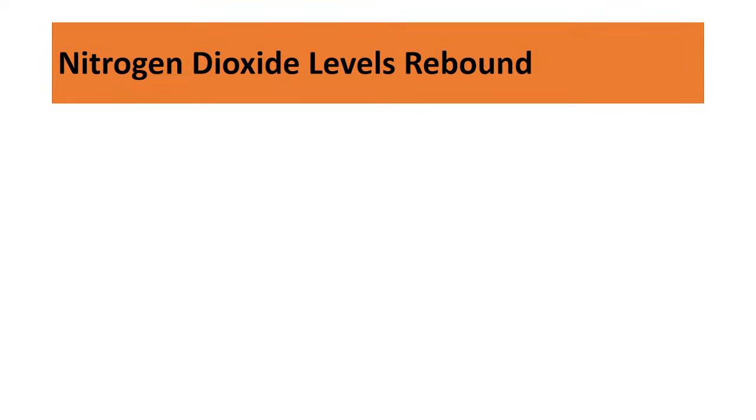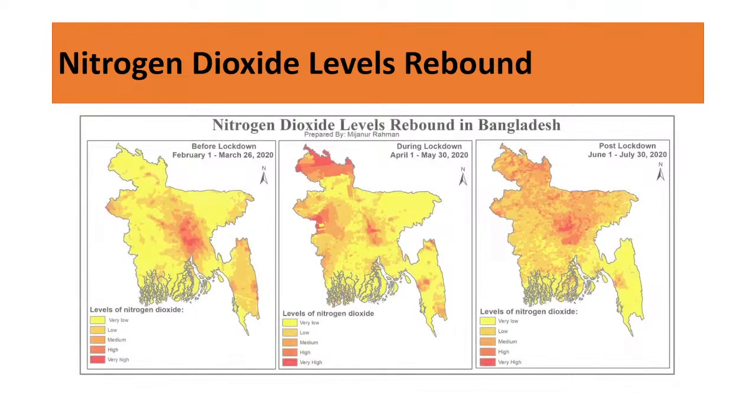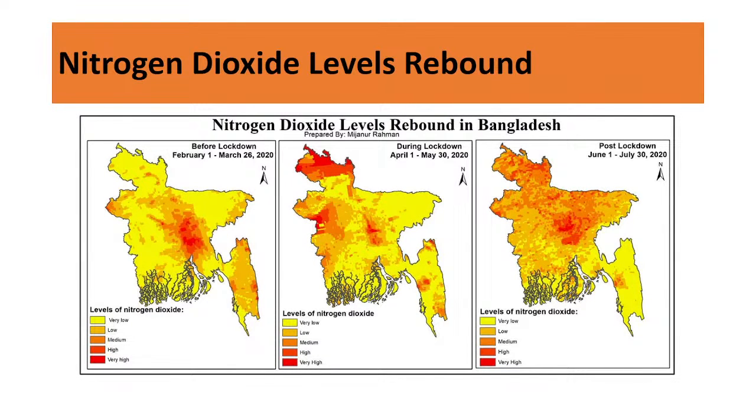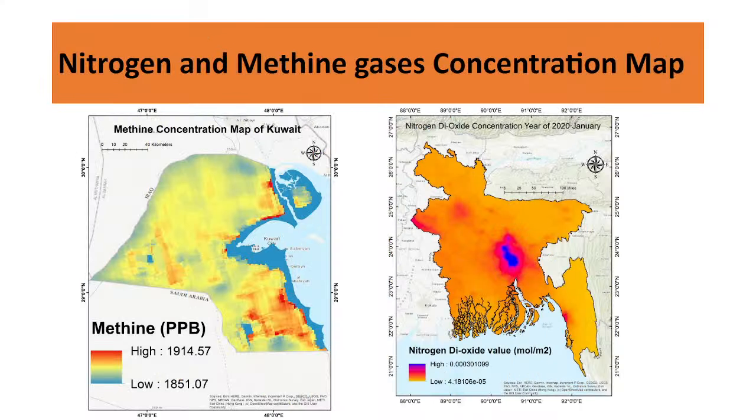Okay, you can also see this is another map about the nitrogen dioxide level rebound in Bangladesh for the different time periods, such as before lockdown, during lockdown, and post lockdown. We also classified the very low region, low region, medium region, high region, and very high region. Basically, we used the Google Earth Engine platform for creating these types of images, and finally we created this map using the ArcMap software.